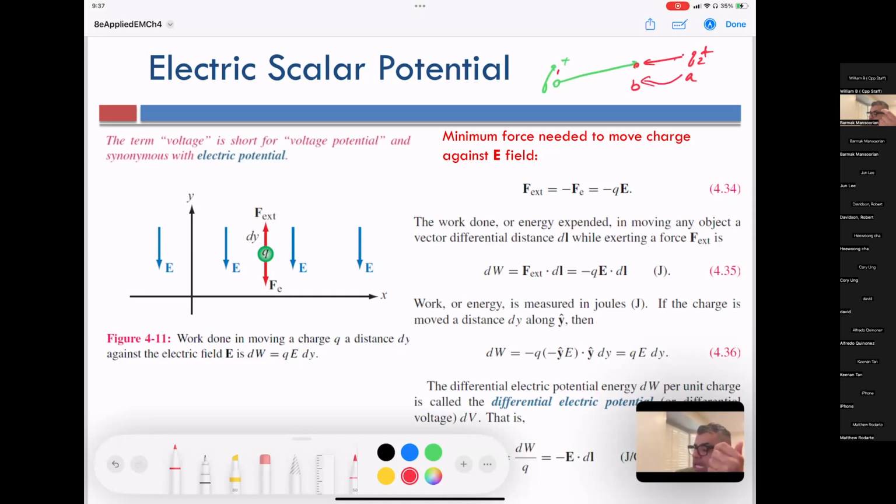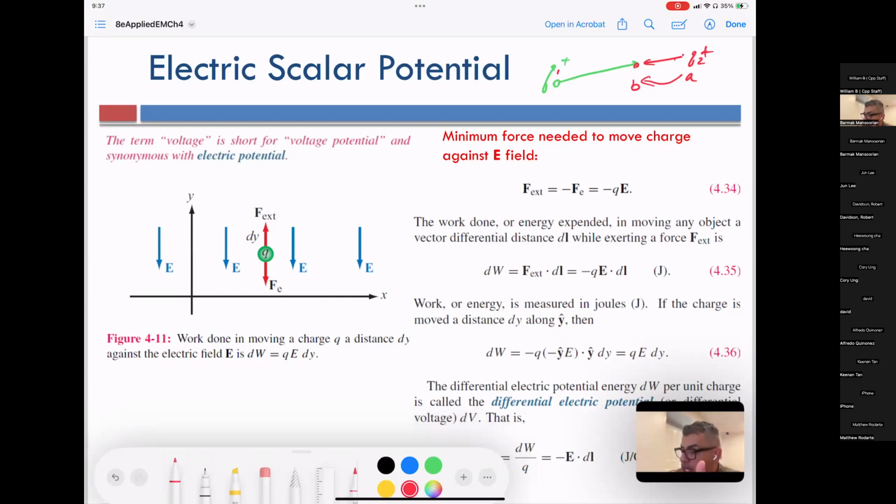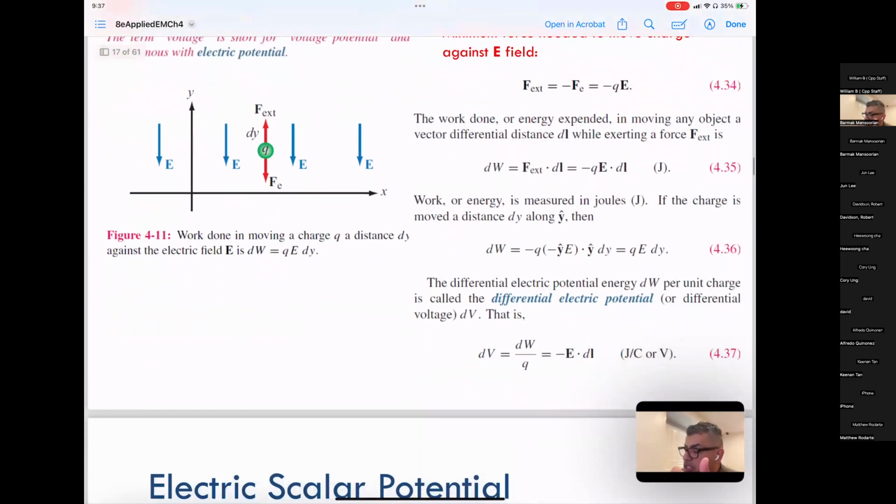And that difference gives me the potential energy difference between the charge sitting at point A and the charge sitting at point B. That potential energy difference is called the voltage or voltage potential. It's a function of distance, a change in voltage.